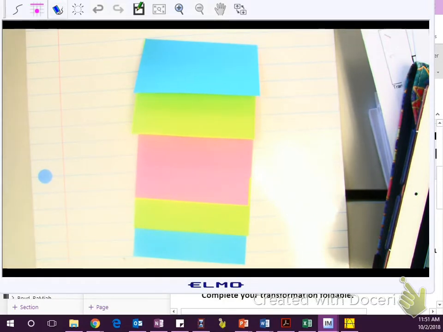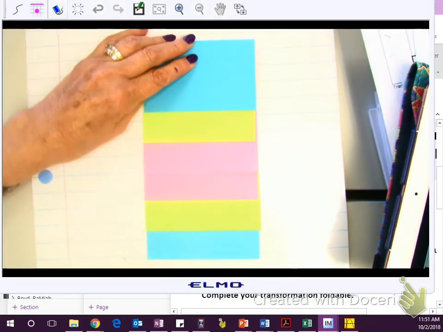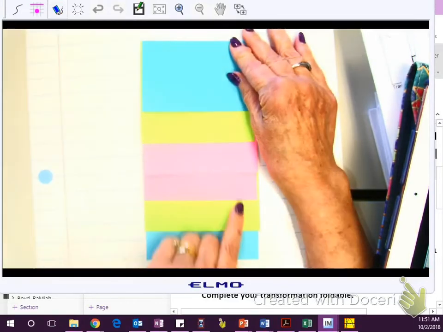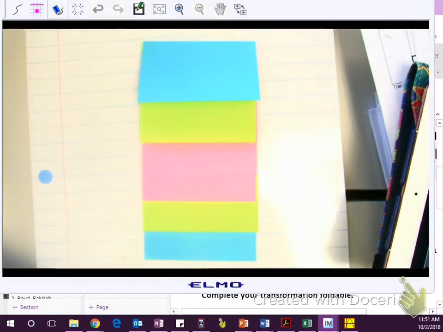Right. So you're folding them so that the flaps are overlapping in different colors. Yes, that's good. Now there are these staplers.